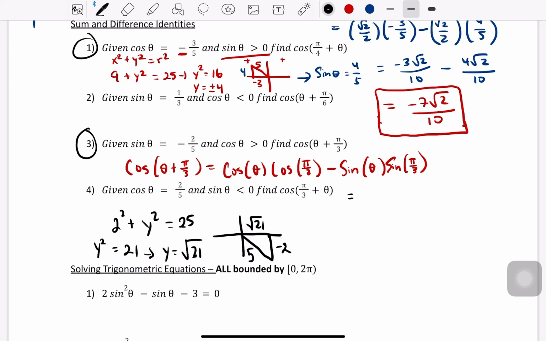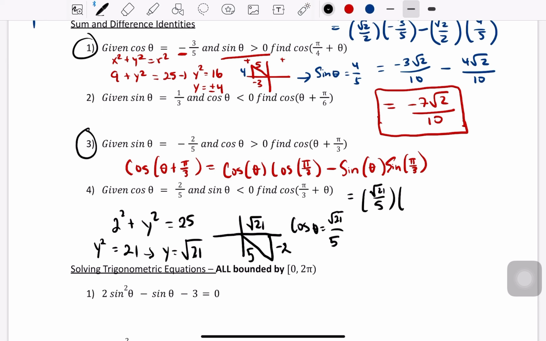we're going to continue. So cosine theta, now we'd have it, but we're going to put it here for reference, right? Cosine theta is equal to x over r. So that's radical 21. I know that it's positive because look at the x-axis, and then the r is 5. So then that's what we're going to put here. So radical 21 divided by 5 times cosine pi over 3.